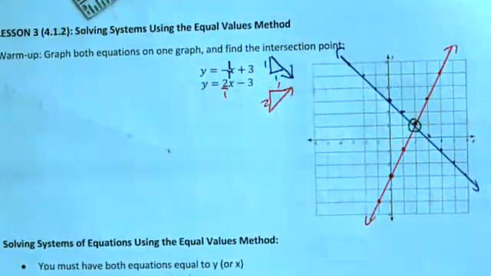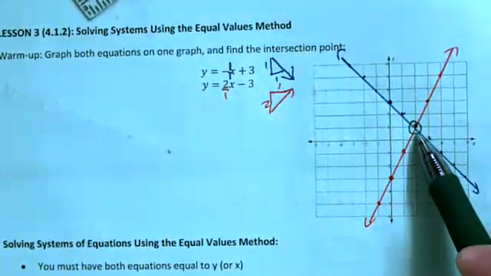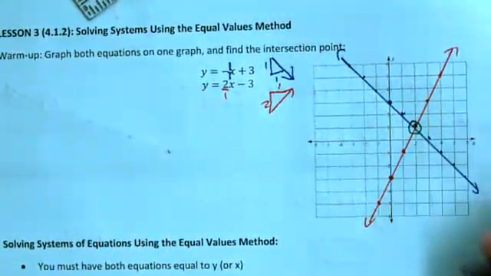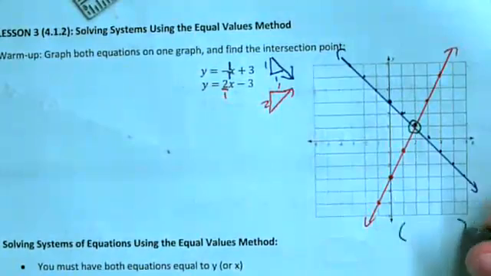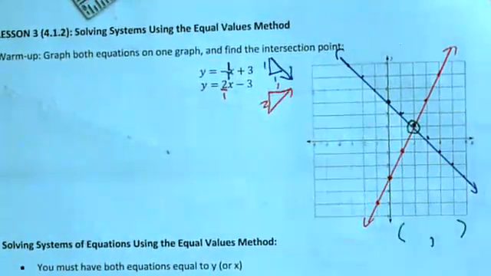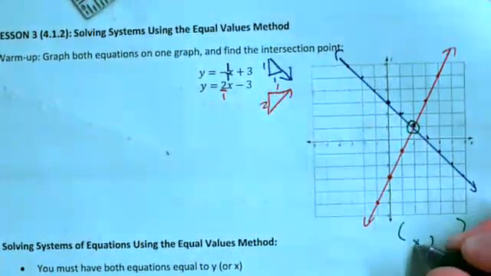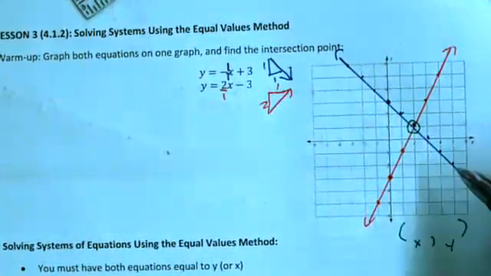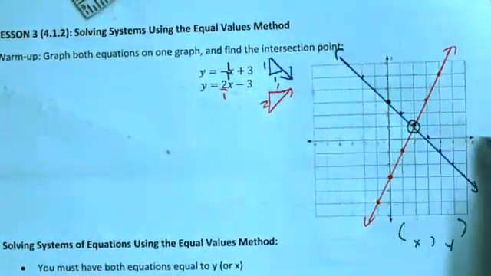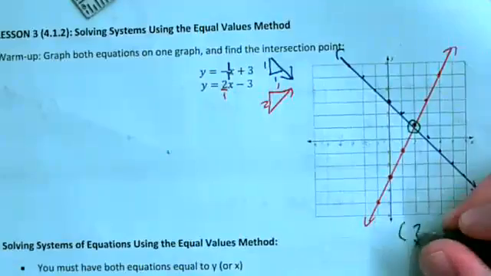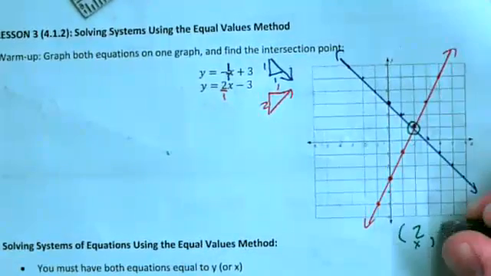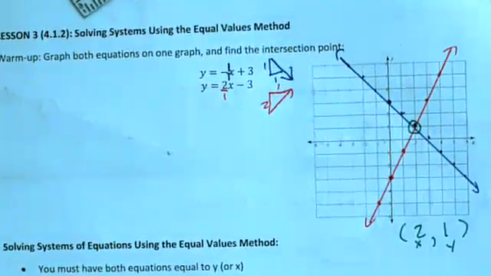All right, our intersection point here is what we're going for. That's going to give us our final answer. We'll write that as a point in parentheses. Remember, x comes first and then y. The x value of this point is, let's see, 2. And the y value is 1. So 2, 1 is going to be our final answer. That's our solution to this system.